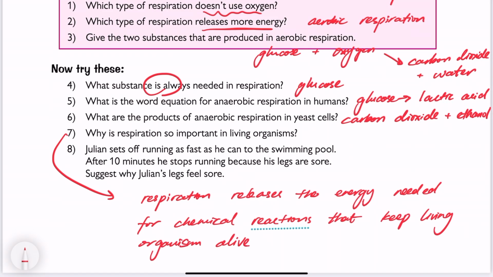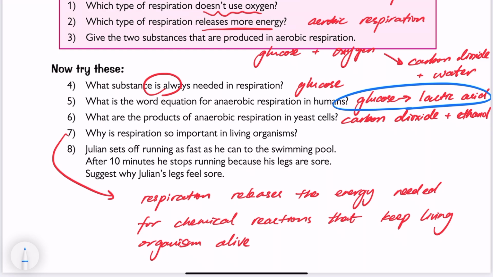And then let's move on to question 8. Julian sets off running as fast as he can to the swimming pool. After 10 minutes, he stops running because his legs are sore. Could you suggest why Julian's legs feel sore? This is related to the lactic acid that we have talked about before. Let me just label it out for you guys. Right there. It's because of the anaerobic respiration. They produce the lactic acid, which causes the pain.